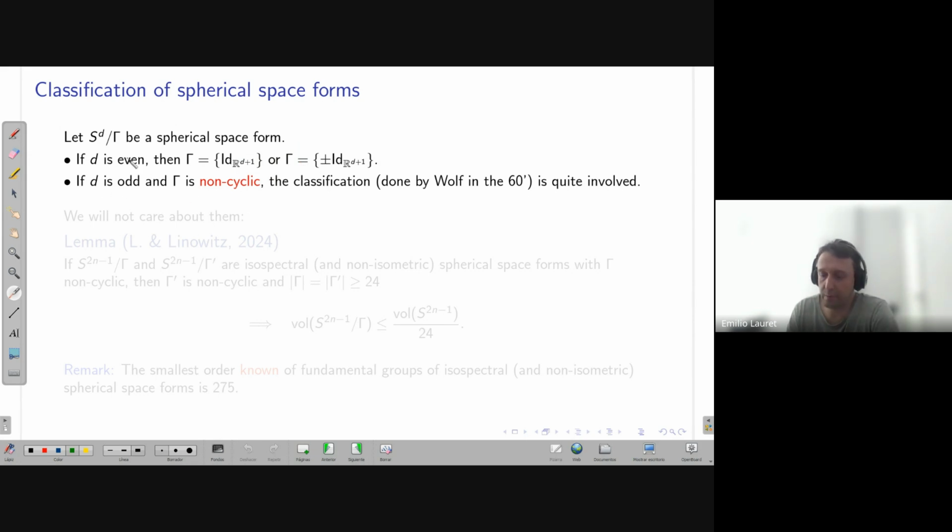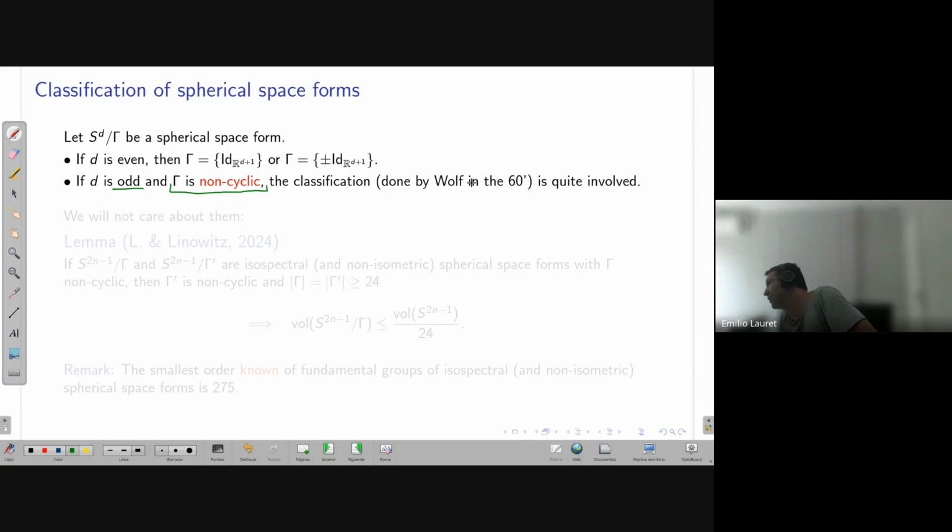So let's assume the dimension is odd. And if you pick gamma non-cyclic, the classification is quite involved. It was done by Joseph Wolf in the 60s, late 60s. It is in the famous book Spaces of Constant Curvature, that's the title.